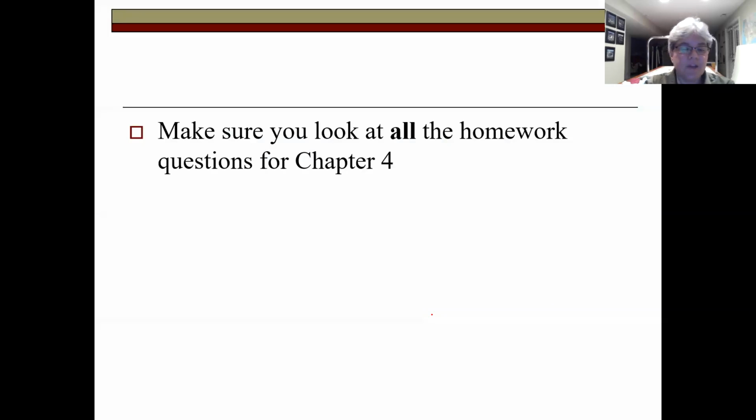So you need to make sure that you look at all of the homework in the book. There's no homework to turn in for this chapter, but there are a lot of questions in the book that you need to make sure that you understand. And if you remember, I've already given you the answers to all of those questions. So you can review the questions and then review the answers that I've given to you. But make sure you understand all of them.